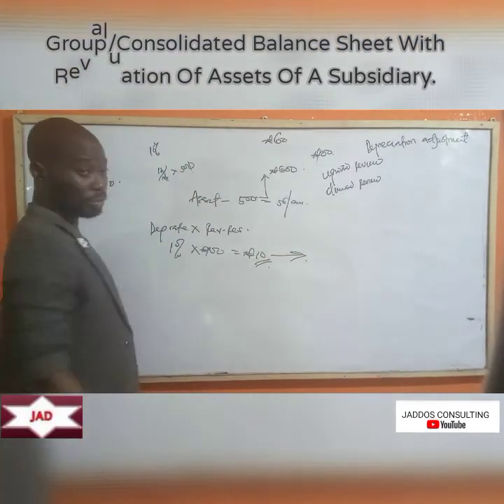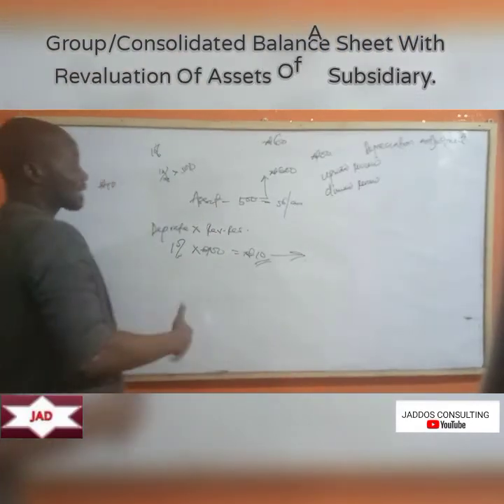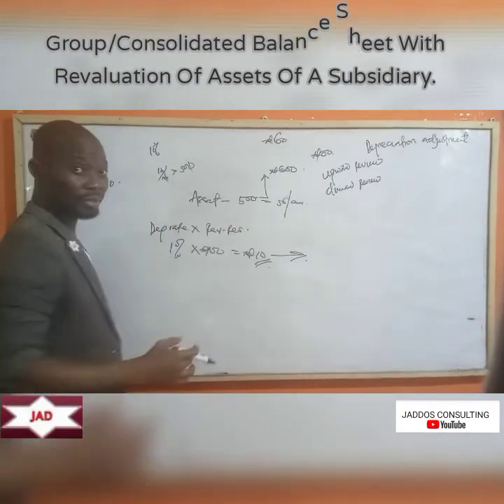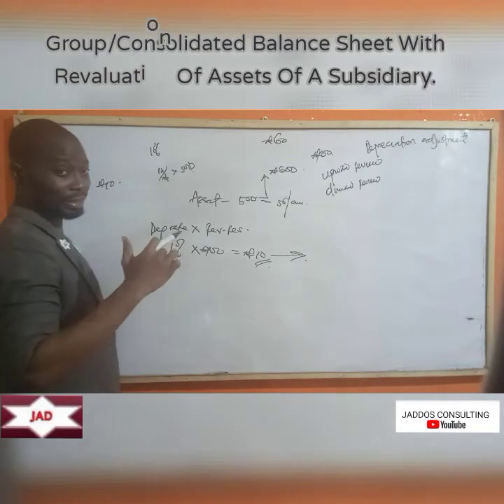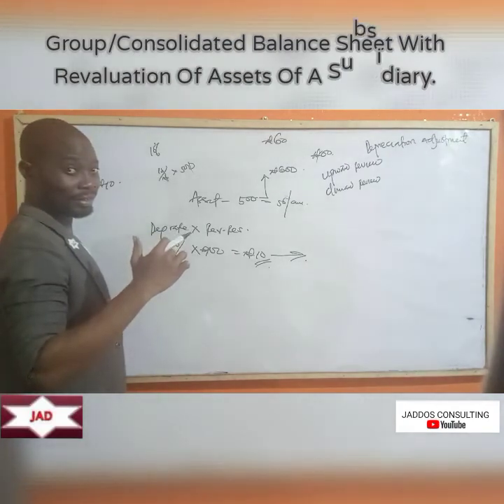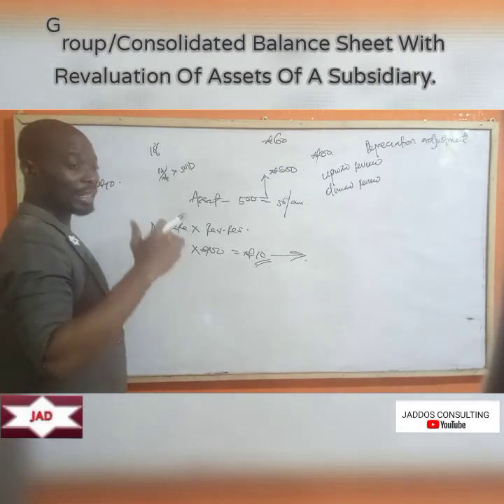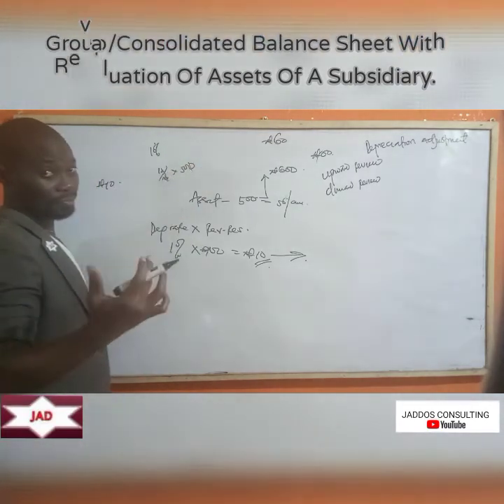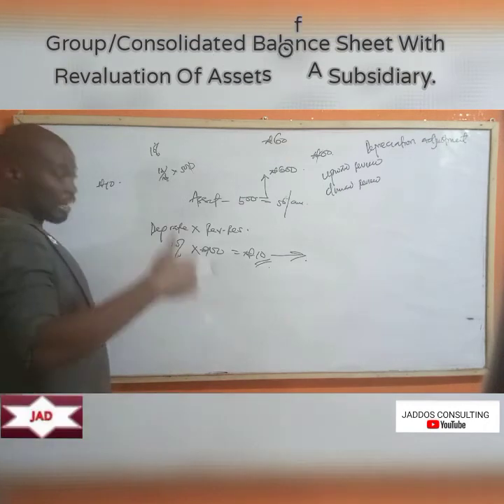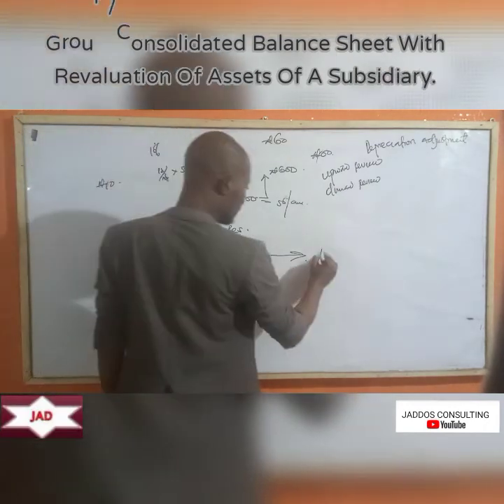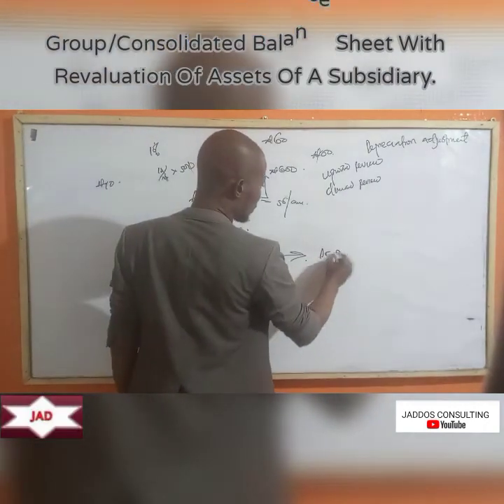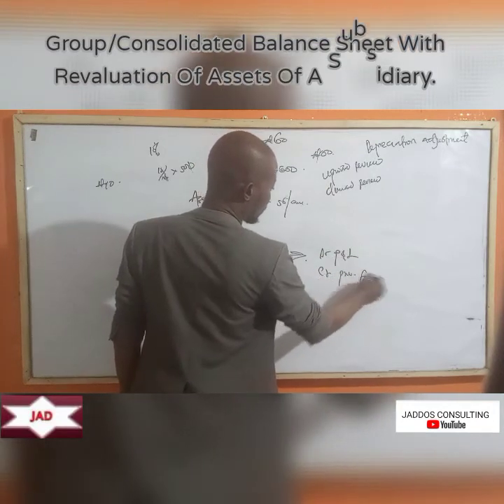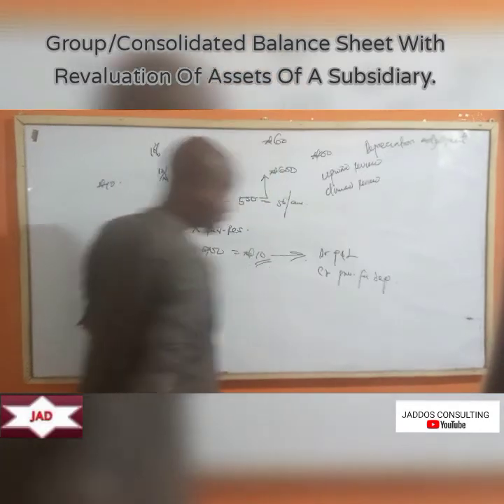So you have to adjust for this depreciation shortfall. It means that if you have been recording depreciation based on the old value, your depreciation is understated. Abi? So technically your P and L, that's your profit, has also been understated. So you have to now adjust by saying you debit your profit and loss, and credit your provision for depreciation. Okay?